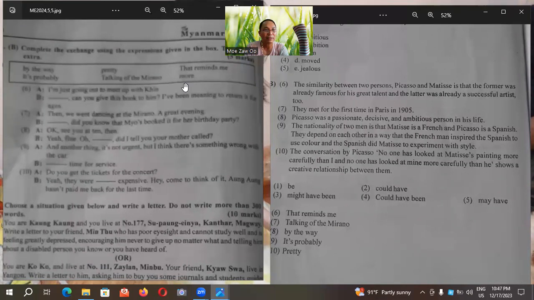Number 7. Then he wanted dancing other Mirano, a great evening. Talking of the Mirano, did you know that Muse booked it for our birthday party? 8. Okay, see you at 10 then. Yeah, fine, okay. By the way, did I tell you your mother called?